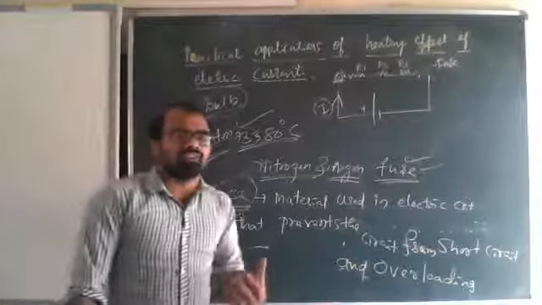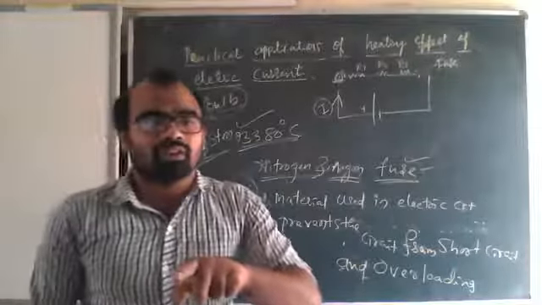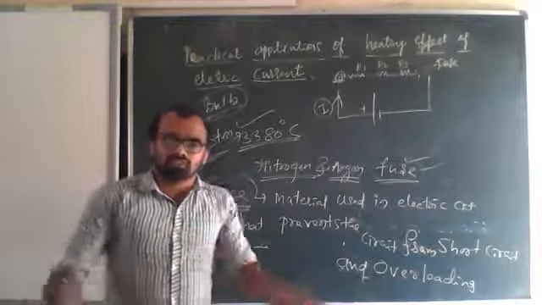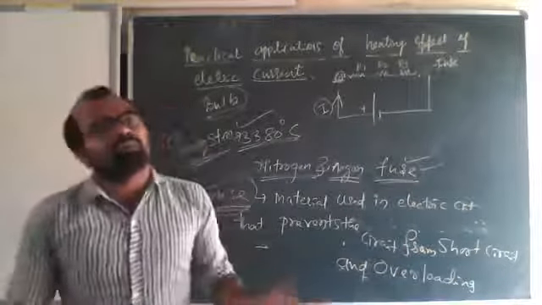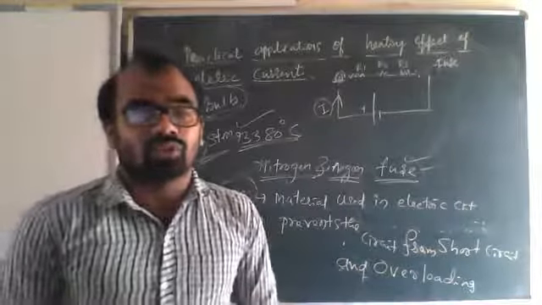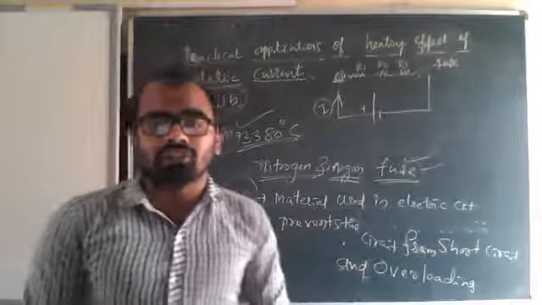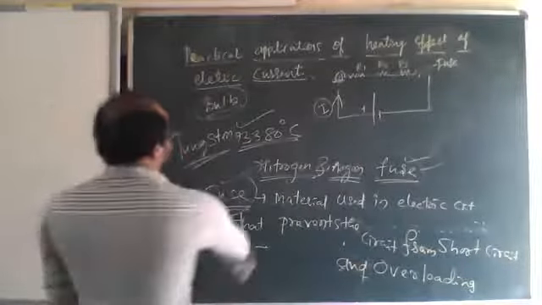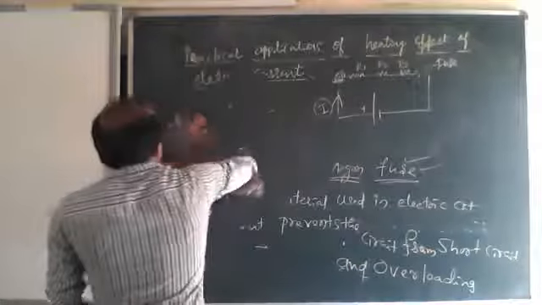But if argon is filled, argon is a noble gas. It will not react at all with the tungsten material and the bulb works properly. So this way you can say. Understood? I hope you all are clear with these two concepts. Okay. Next we will move to the last concept of this chapter.